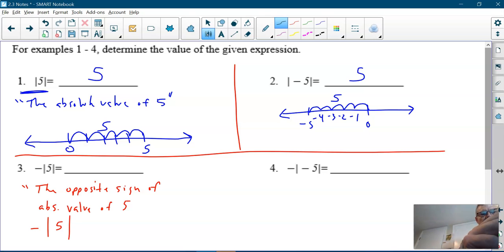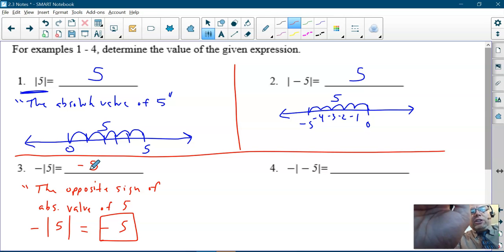So what I'm going to do is I'm going to say, okay, in order to find the opposite of the absolute value of 5, that's going to equal the opposite of, well, what did we get up in number 1? We got 5. All right, so that's my answer. My answer is the opposite of 5, which is also known as negative 5. So I can write that right there. So notice that when there's a negative on the outside, my answer has to be a negative.